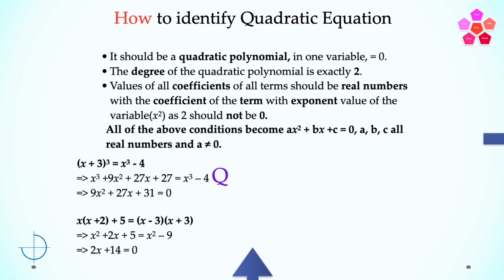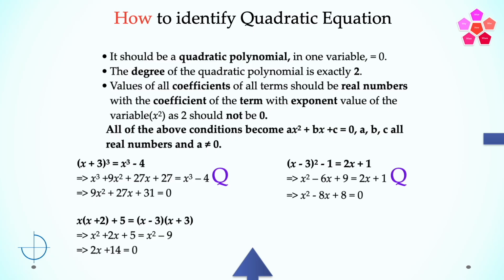Let's look at the third example. (x minus 3) whole square minus 1 is equal to 2x plus 1. On simplification further, we have x squared minus 6x plus 9 is equal to 2x plus 1, which finally becomes x squared minus 8x plus 8 is equal to 0. So this also qualifies to be a quadratic equation.